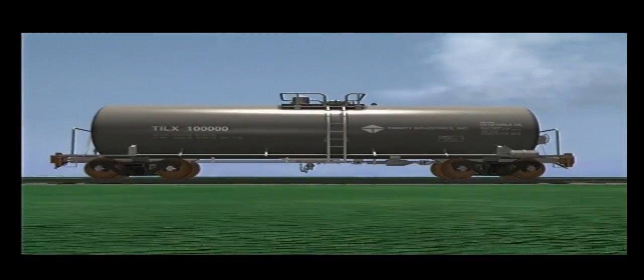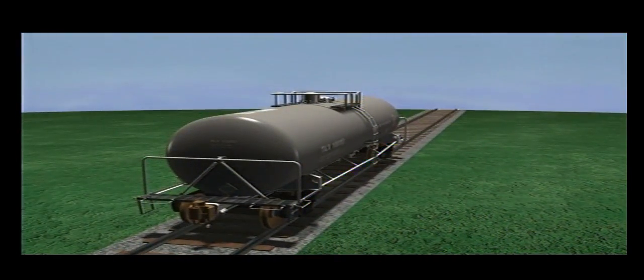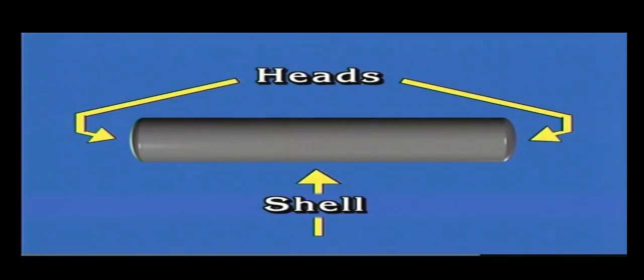Now that we can identify a tank car when we see one and determine the A end from the B end, let's learn a little about its components. We'll start with the tank, which is the part of the car that holds the commodity or product. It consists of 2 heads and the shell. These components can be configured differently depending on the car class and the commodity being transported.